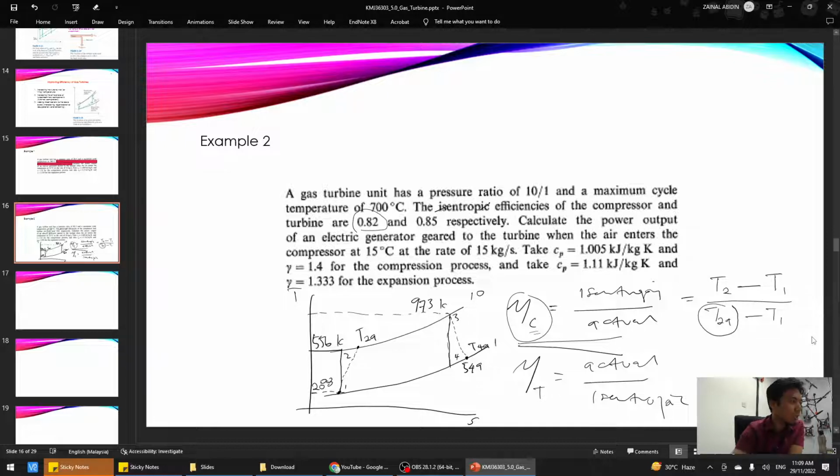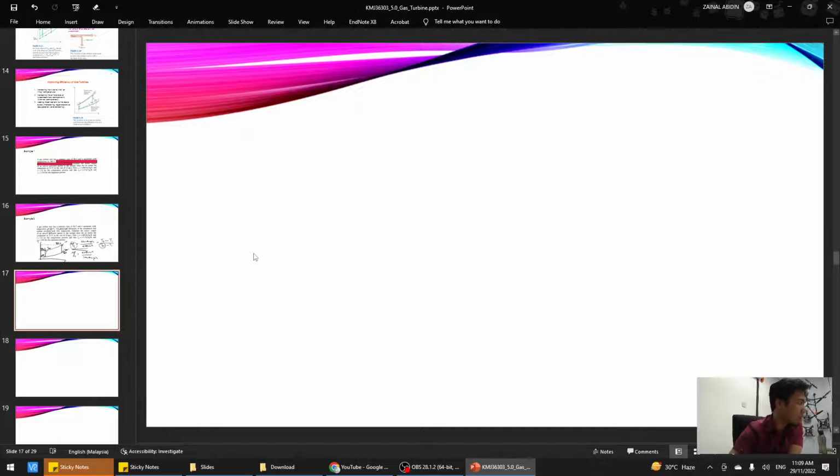So you pusing sajalah dia. Okay, apa yang you perlukan ialah T2A. Let me write properly back. Compression: T2S minus T1, T2A minus T1. Kita nak cari T2A. Okay, T2A tolak T1. Ni saya buat satu-satu ni. T2S minus T1 bahagi dengan isentropic compression.